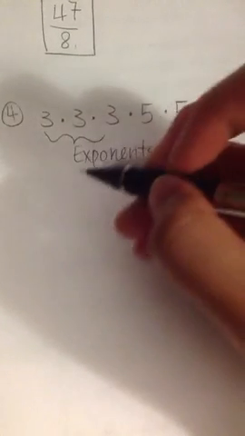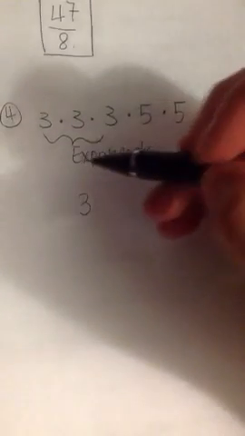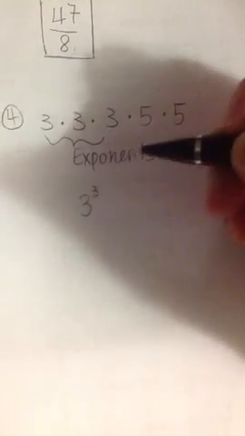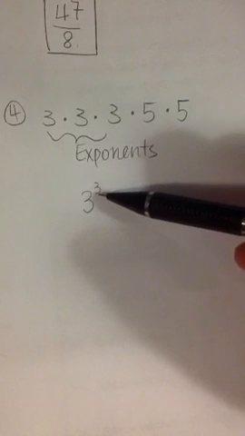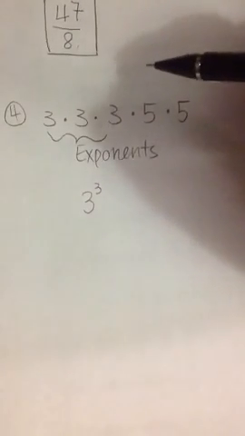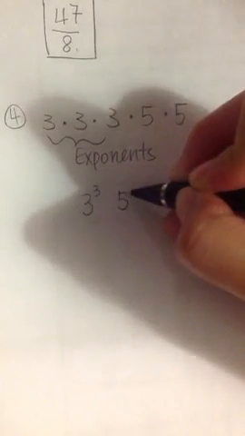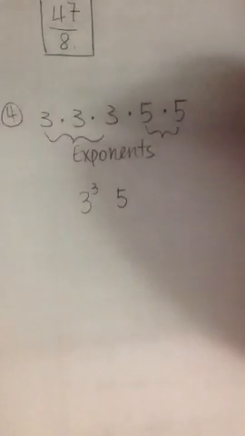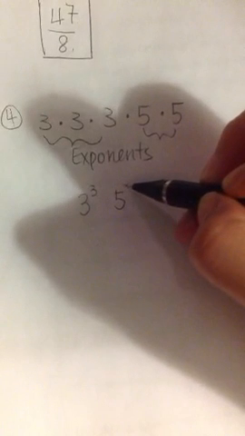So in this case, we see how many threes? We have 3 threes. So our base number is 3 because they are all threes, right? And the little number I mentioned before will be up here. That means I'm going to multiply 3 by itself 3 times. And now I have another number, which is 5. How many 5s do I see? I see 2. So that means I'm going to multiply 5 by itself 2 times.